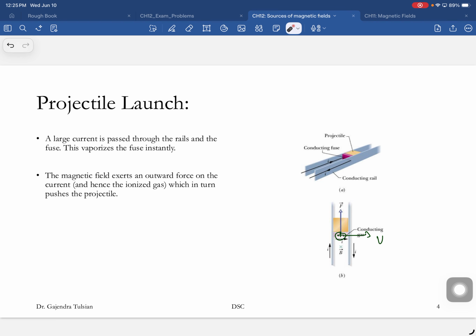So this magnetic field on every plasma particle is exerting force in this direction, which is pushing the projectile. And you can exert a force of 5 million times the weight of the object. Okay. So all you have to do is flip a switch, and in a millisecond, you have achieved that speed.